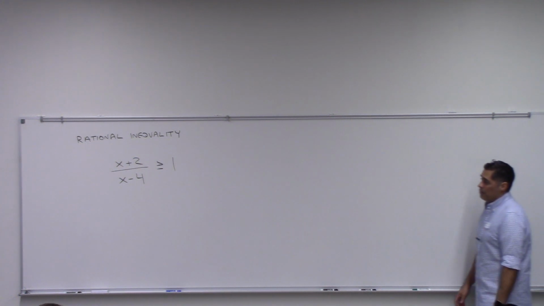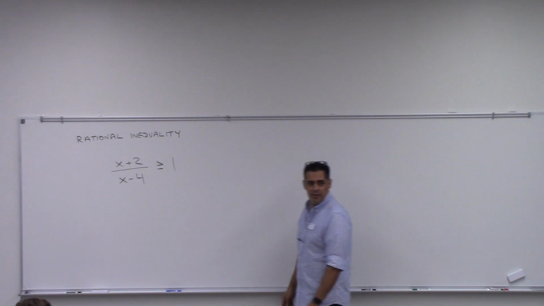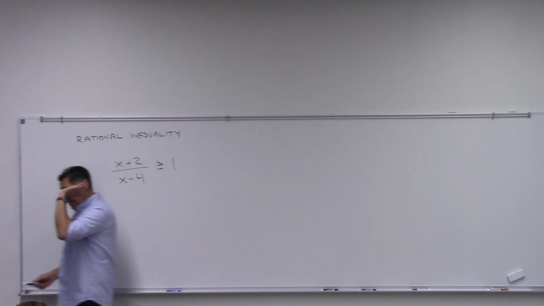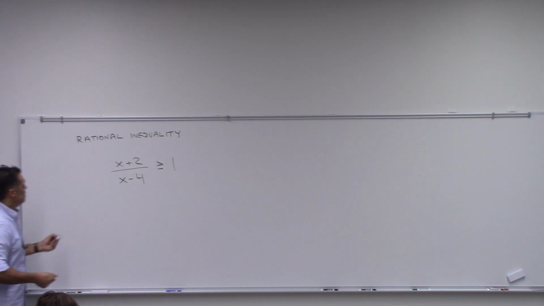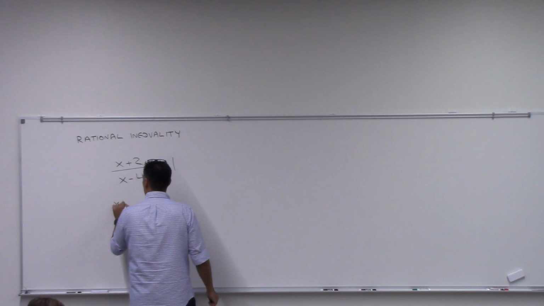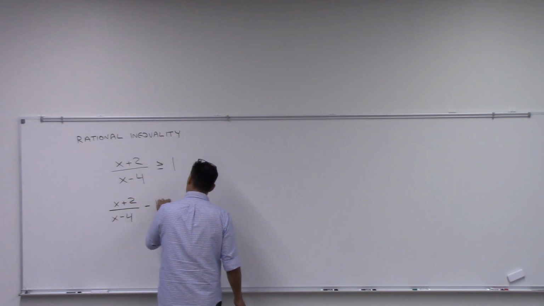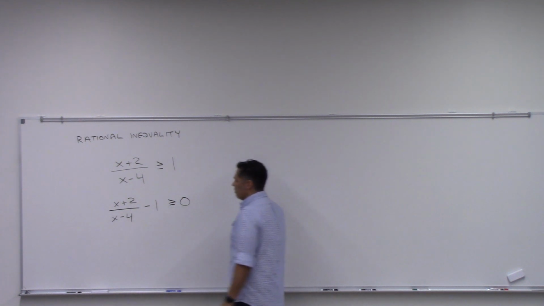All right. What's new? What's different? You have a 1 there, not a 0, right? We have to have a 0 there to use this method, which means you're going to have to move that 1 to the left side, right? Which means you're going to subtract 1 on both sides. Let me do that. This is what it looks like. Okay, there.